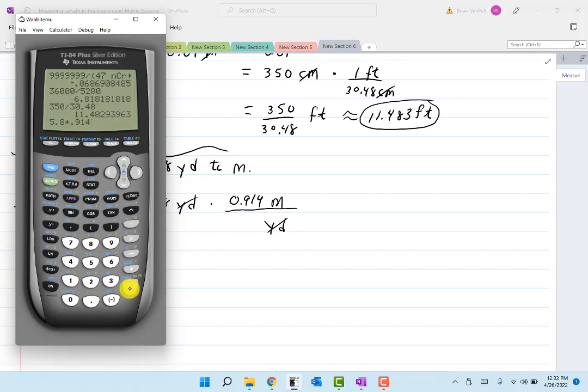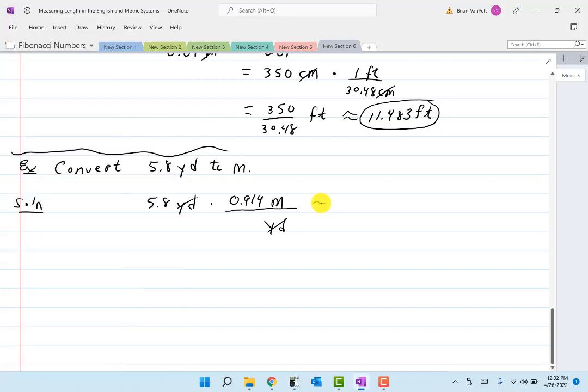I think I said 941 and I meant 0.914. It looks like, I'll just keep all the digits here since it stops. 5.3012. And that's in meters.